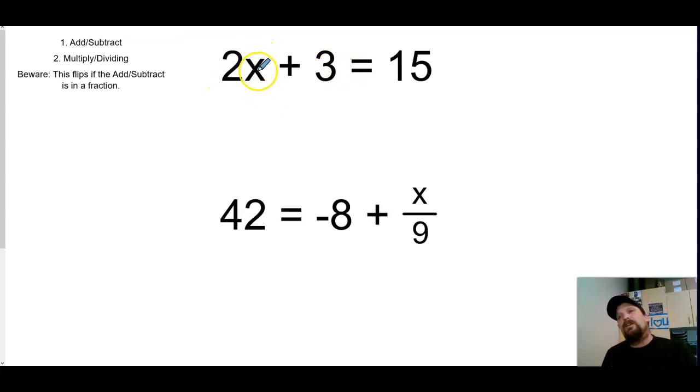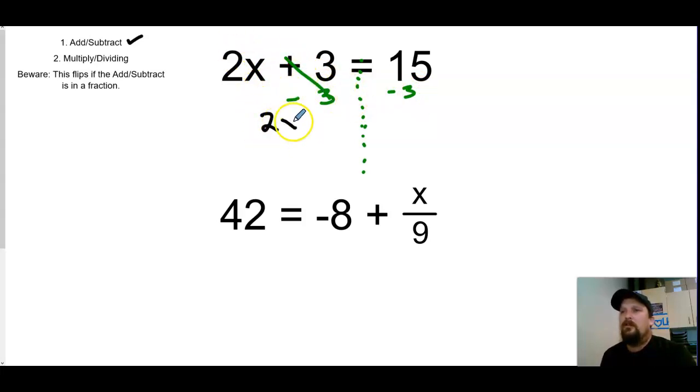We have 2 times what number plus 3 equals 15. Since the add or subtract isn't inside of a fraction, the first thing we're going to do is add or subtract. We have a plus 3 here, so what's the inverse of a plus 3? That would be a minus 3. Remember, we have our separation here, so we minus 3 on both sides. These cancel out, and my 2x drops down, equals drops down, and 15 minus 3 is 12. There's the first step done.